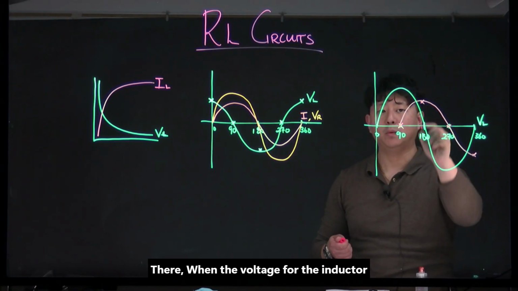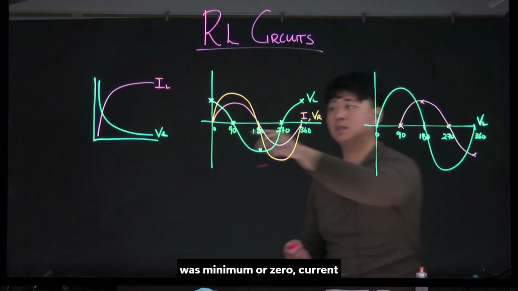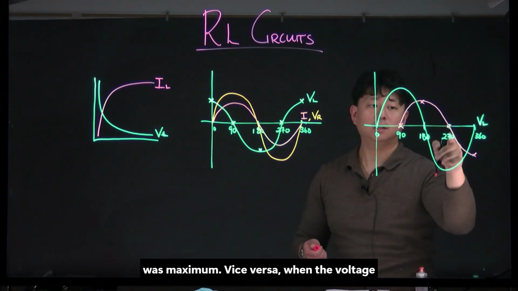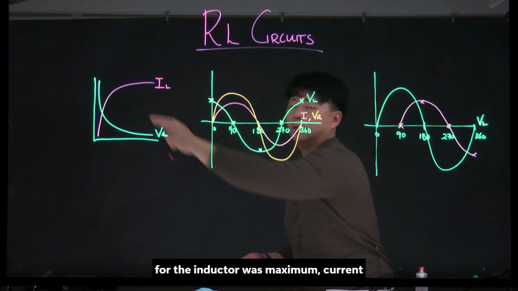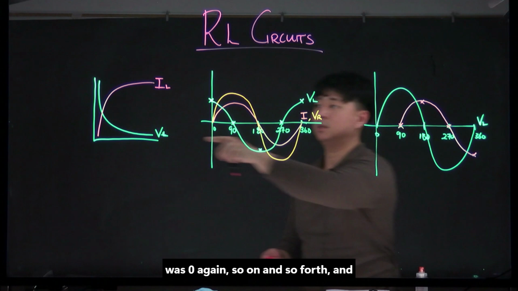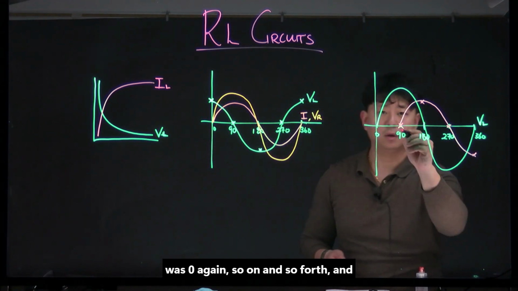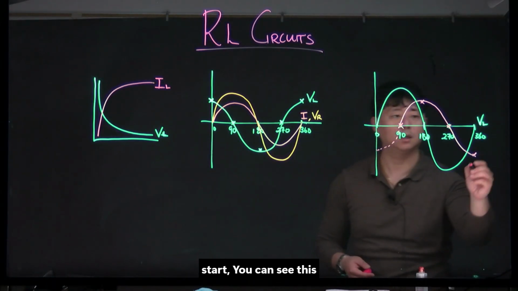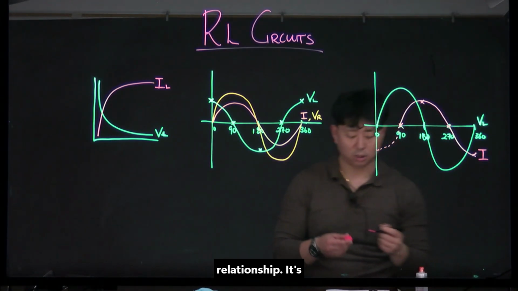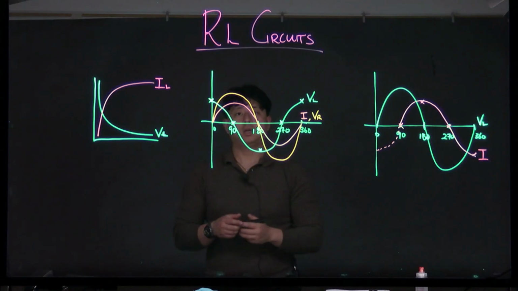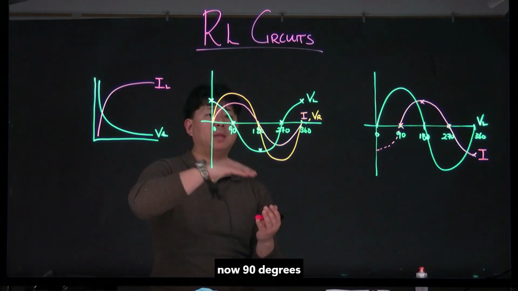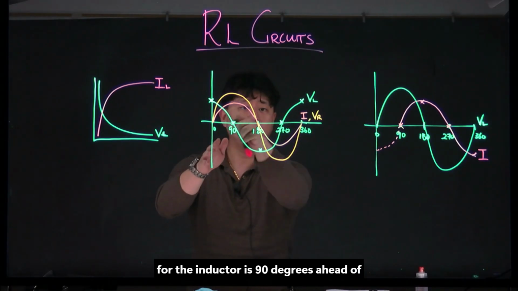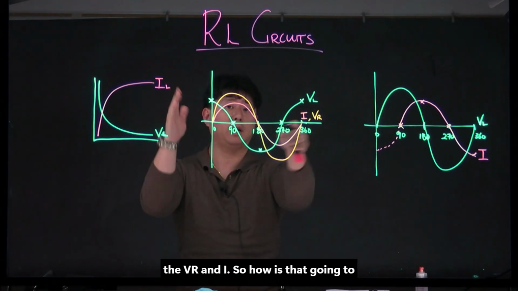There. When the voltage for the inductor was minimum or 0, current was maximum, vice versa. When the voltage for the inductor was maximum, current was 0 again, so on and so forth. So you can see this relationship. It's now 90 degrees ahead. My voltage for the inductor is 90 degrees ahead of the VR and I.